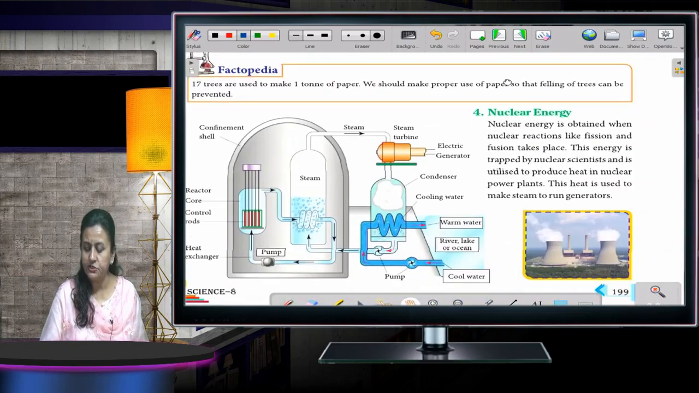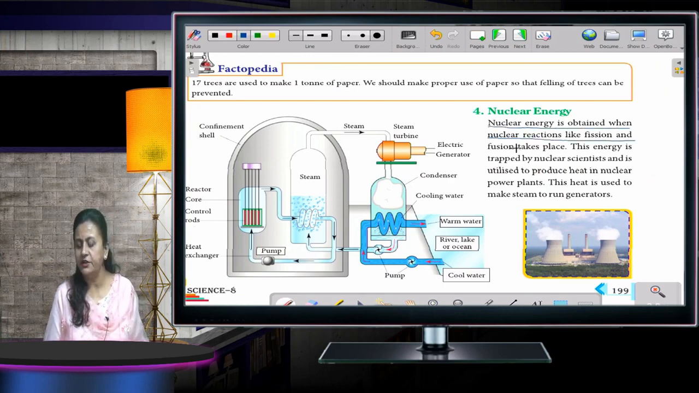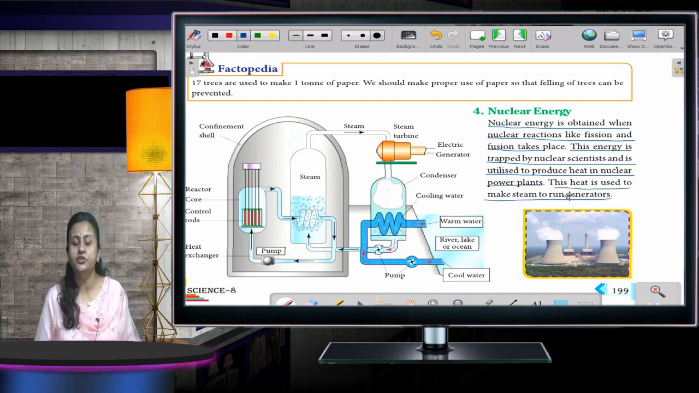Now the last one is nuclear energy. What is nuclear energy? Nuclear energy is obtained from nuclear reactions like fission and fusion. This energy is trapped by nuclear scientists and is utilized to produce heat in nuclear power plants. This heat is used to make steam or run generators.